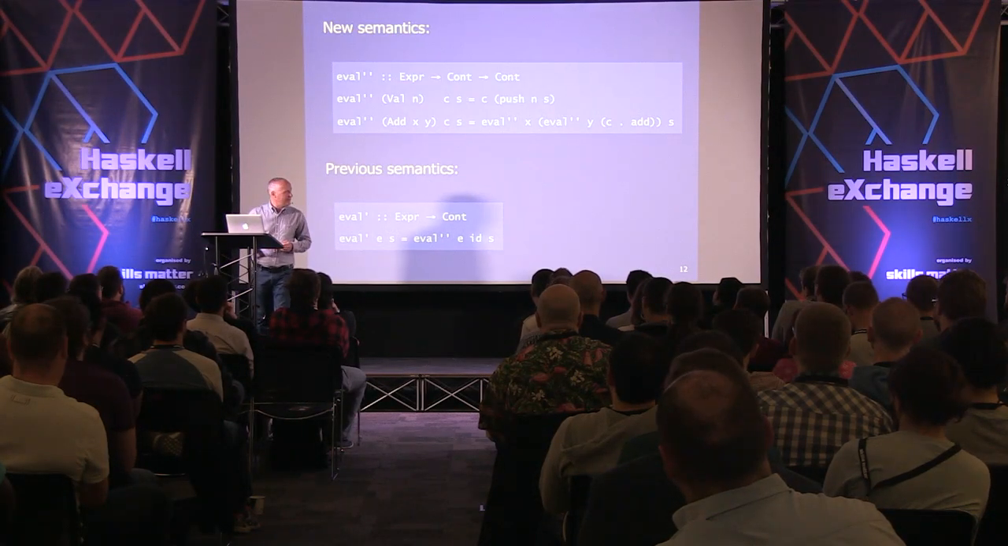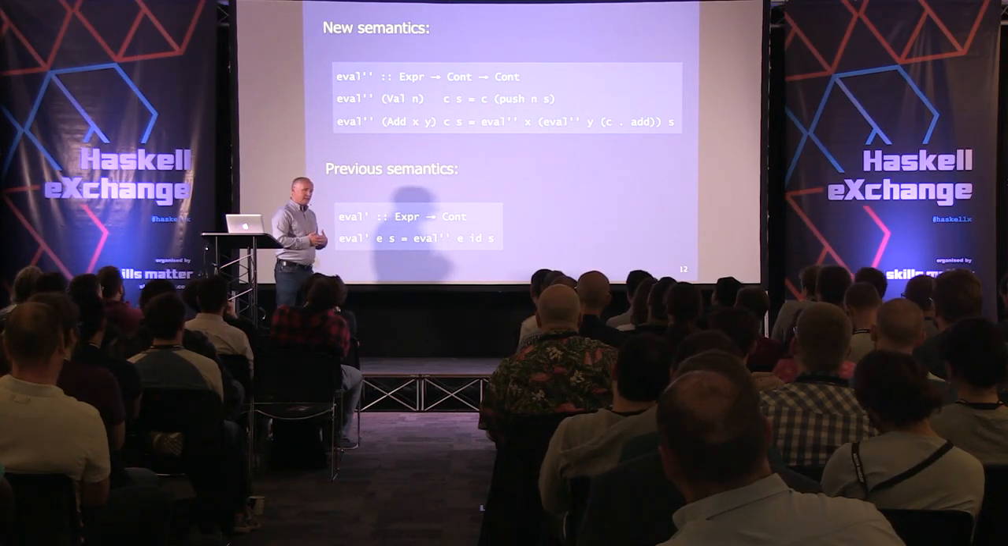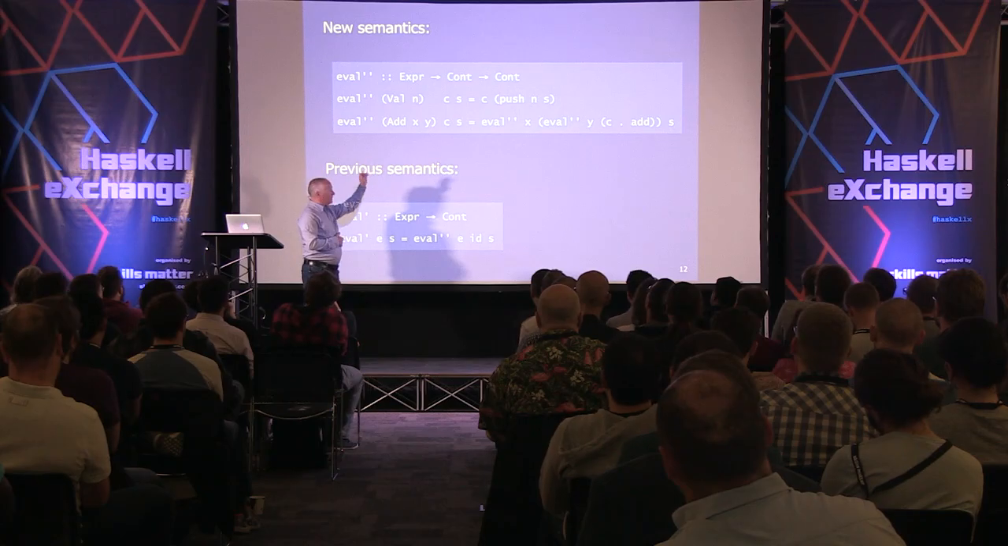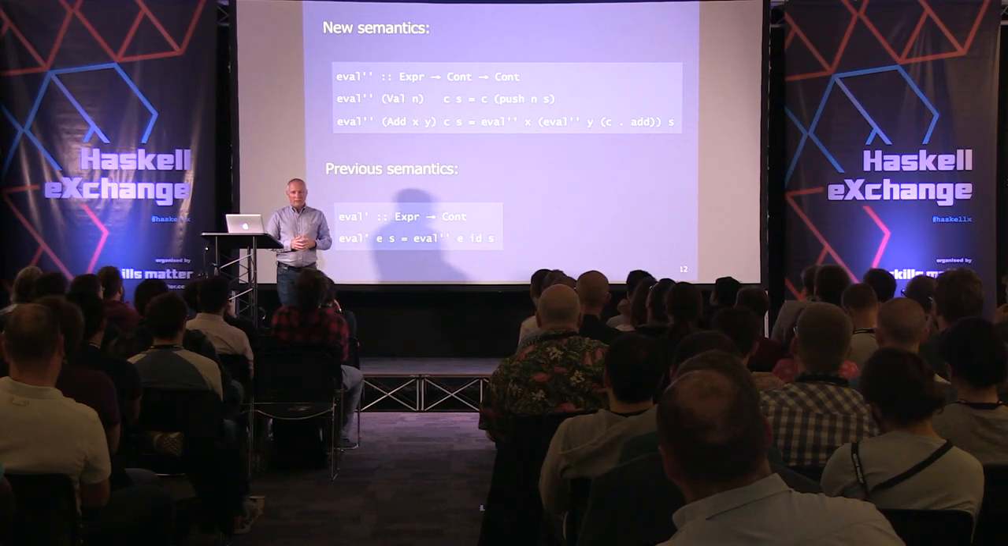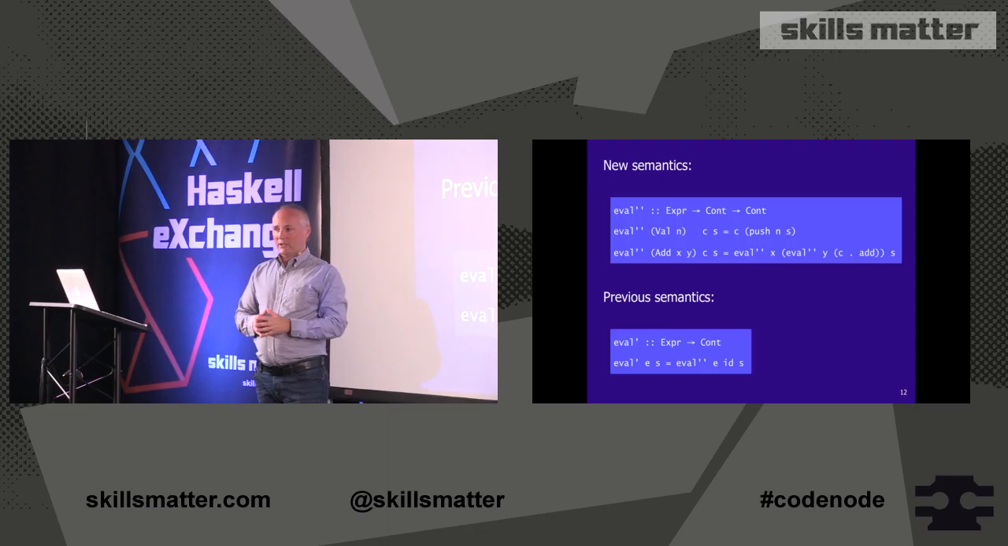So why is that the case? Well, if you look at the definition for eval double prime, if you look at its type, the second argument is a continuation. That is a function from stacks to stacks. So we're taking a function as an argument here. And the result is also a function. The result is a continuation. That's a function from stacks to stacks.